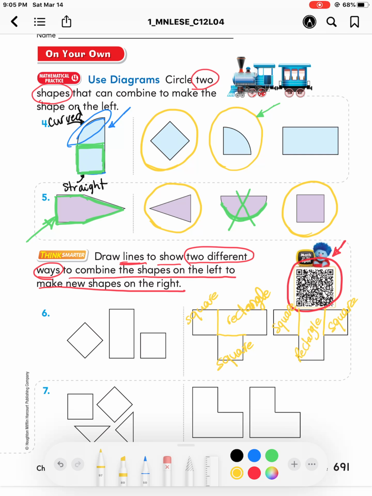Now the next question. What are we going to do? Here we have two squares, two triangles.